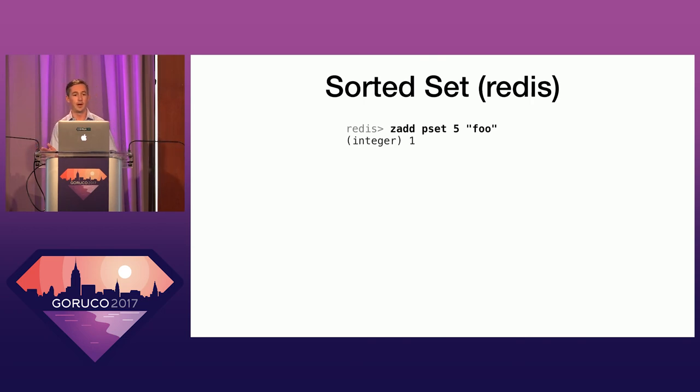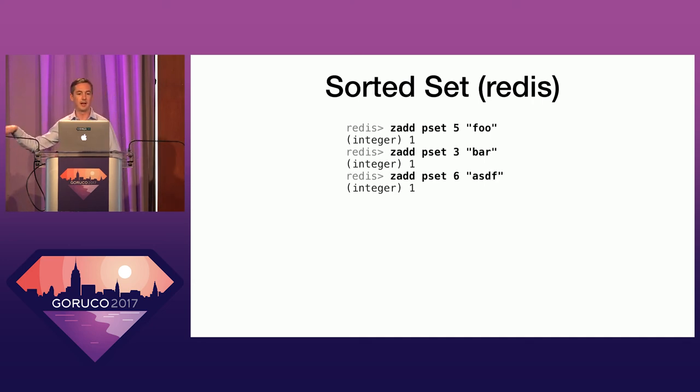This is super easy, right? There's this ZADD command. We're calling the sorted set pset. 5 is the score. Foo is the member. We add that. Let's add bar. Let's add ASDF. And let's get the rank of bar. So we get the rank of bar, and we see it's 0, so it's at the top of the set. Redis ranks low to high, but you can go the other way if you want.